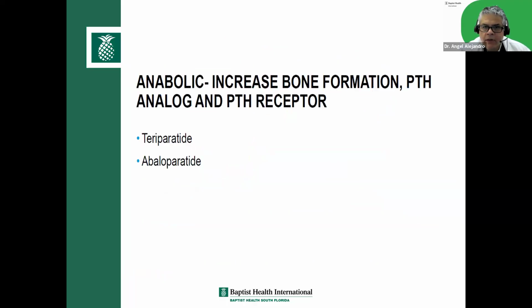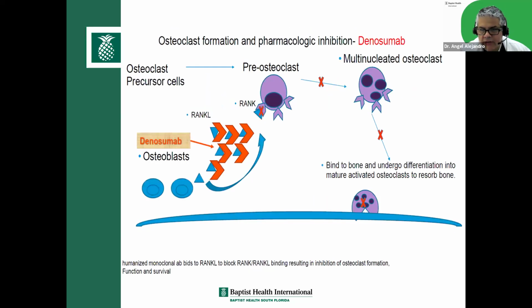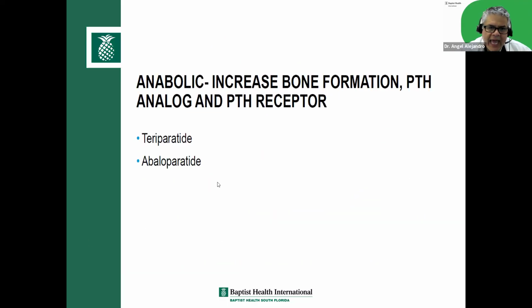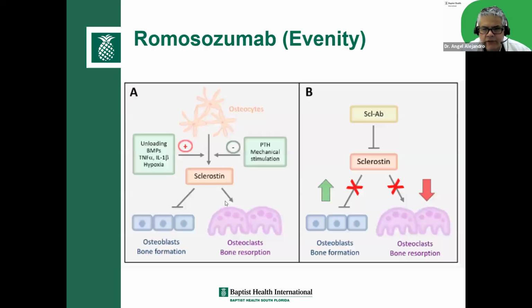Okay. In terms of anabolic, it's very simple. These drugs do nothing to the osteoclast. They just stimulate the osteoblast to make more bone, and now you're shifting more production. Resorption stays the same, but you overwhelm the osteoclast by activating the osteoblast. Okay, so that's why they're called anabolic medications.